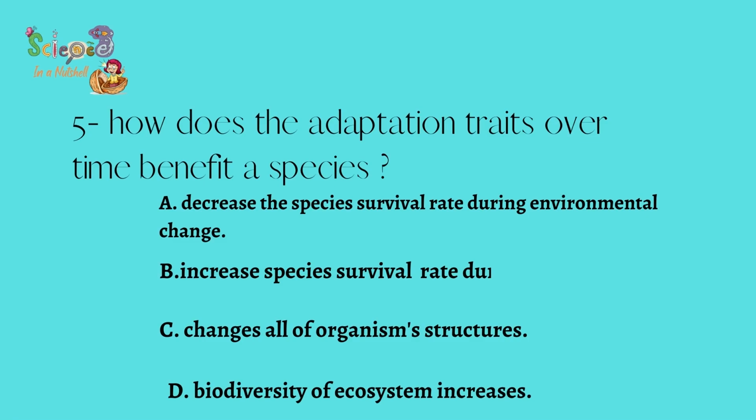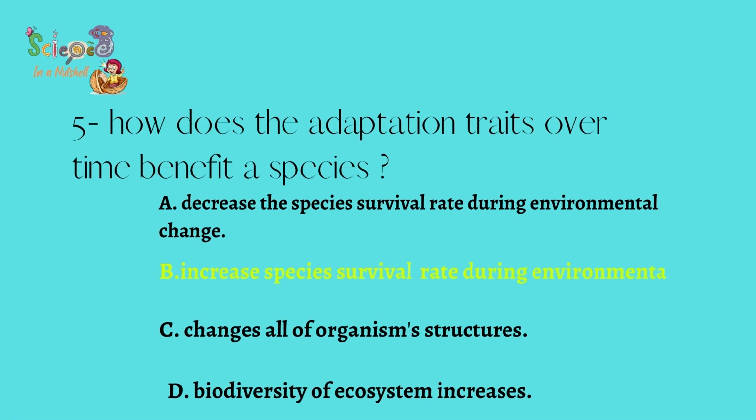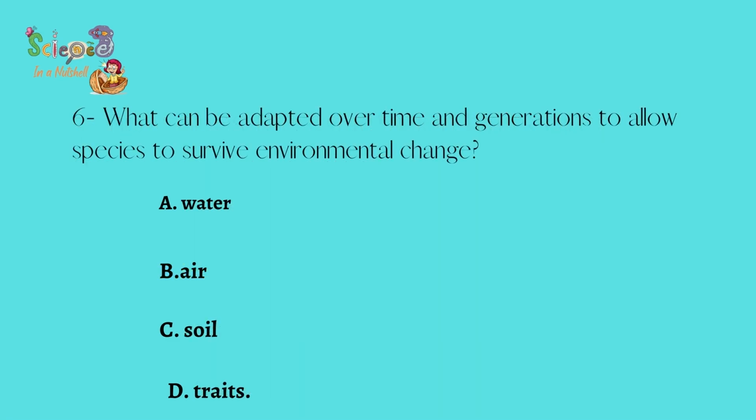Question number 5. How does the adaptation of traits over time benefit a species? It decreases the species' survival rate during environmental changes, or increases the species' survival rate during environmental change. It changes all of the organism structures. It changes all of the organism learned behaviors. Yes, that's right. It's number B, which is it will increase the species survival rate. It will give them better chances to survive during environmental change.